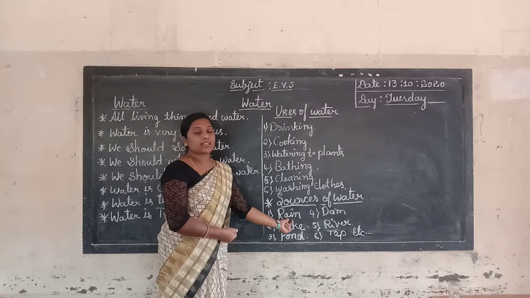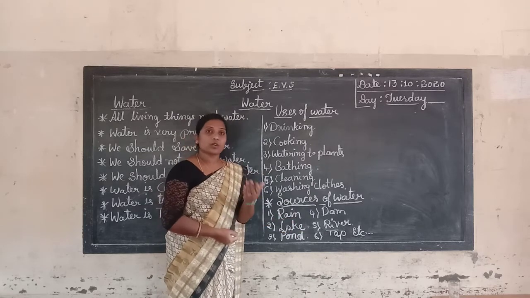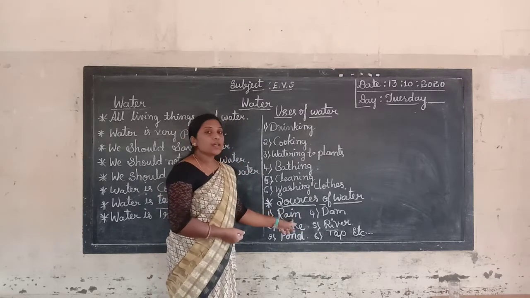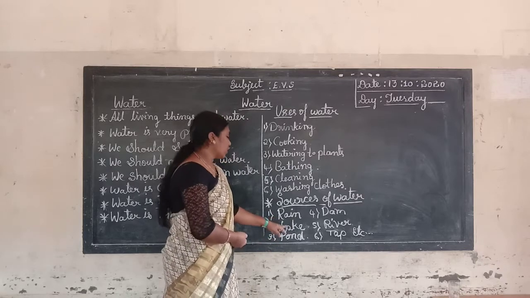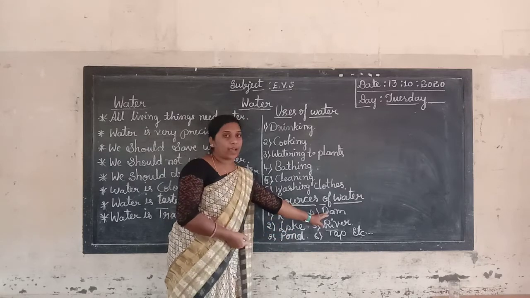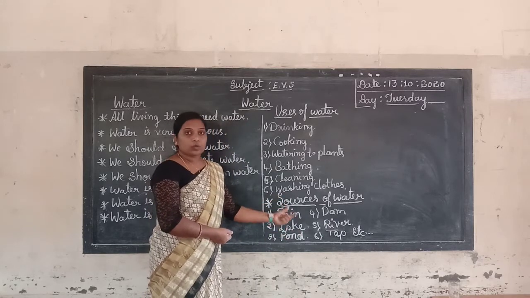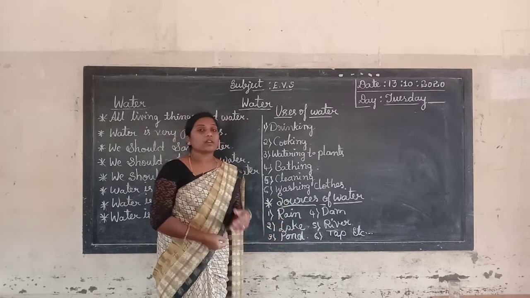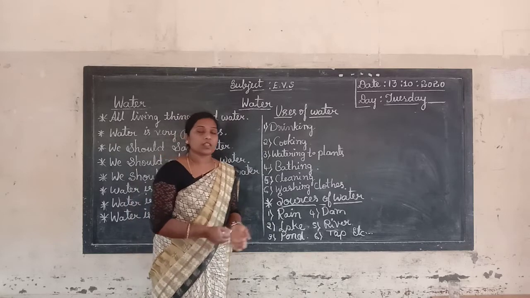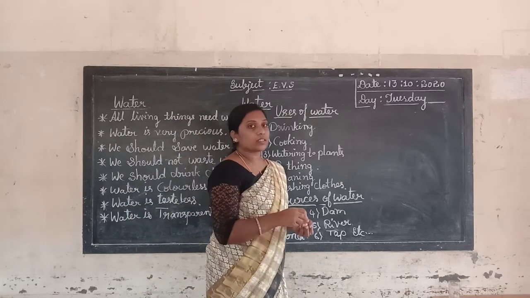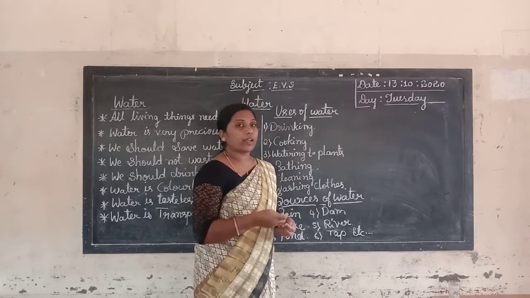So rain is the main source of water. Lake, pond, dam, river, tap. So these are the sources of water. So how do we get the rain water? So now let us go to learn the water cycle. So it means how do we get the rain water?